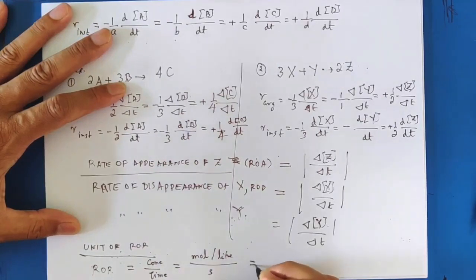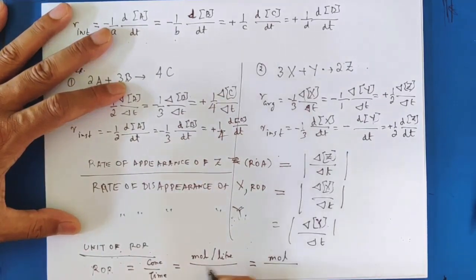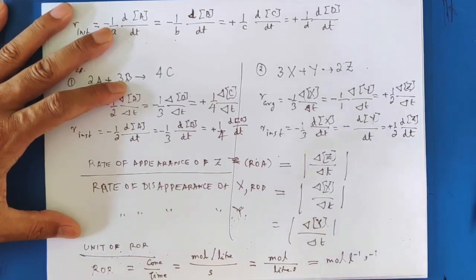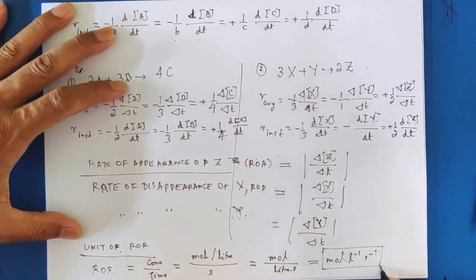Per second. So mole, the spelling is mol, the symbol is mol, mol per liter, per second. So the unit of rate of reaction is mole liter inverse second inverse. Good.